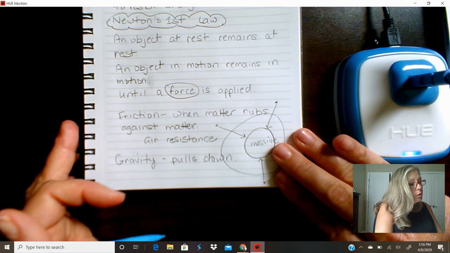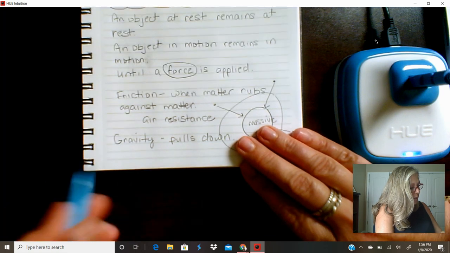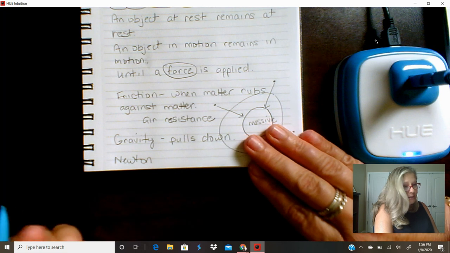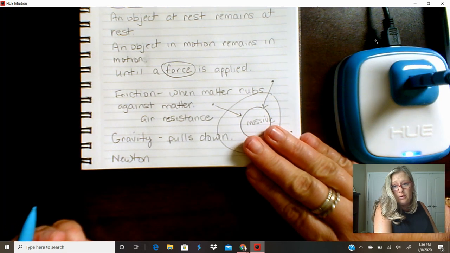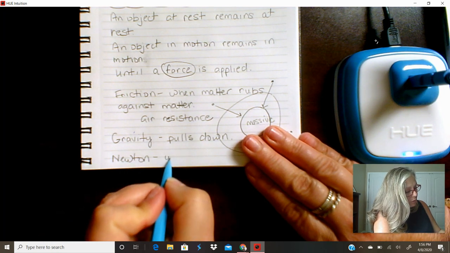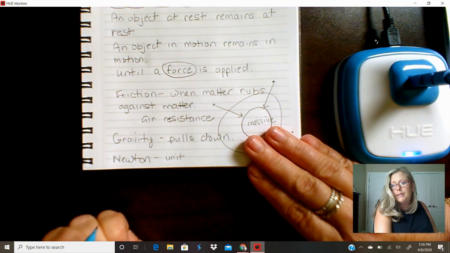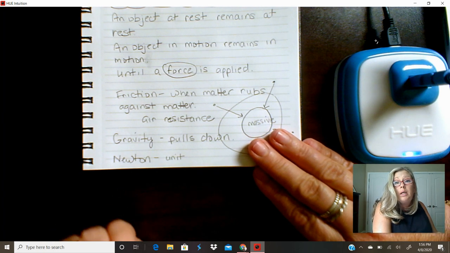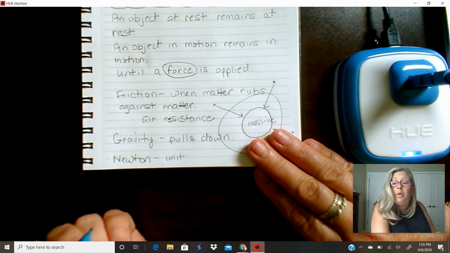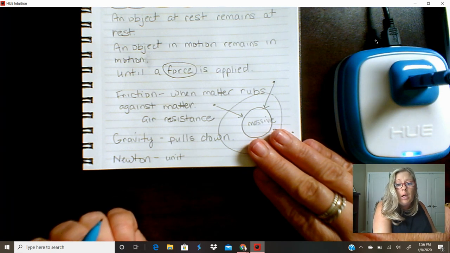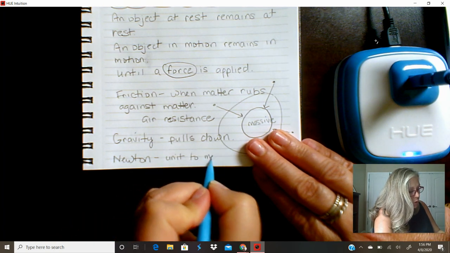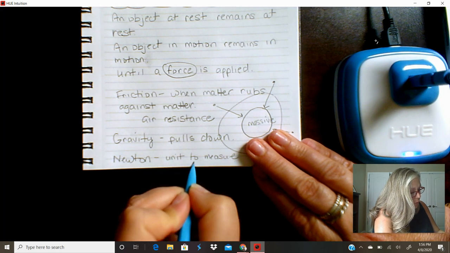All right, and there was one more word that I would maybe want to bring in here, and that was a Newton. You won't see this very much, but remember, Sir Isaac Newton is the person who found out about the laws of motion, and a Newton is a unit of force. Just like a centimeter is a unit to measure length, or a kilometer is a unit to measure distance, or a pound or a kilogram measures mass. A Newton is what will measure force, a unit to measure force.